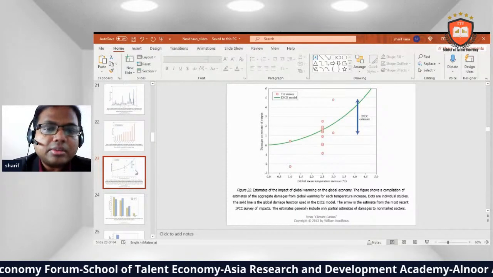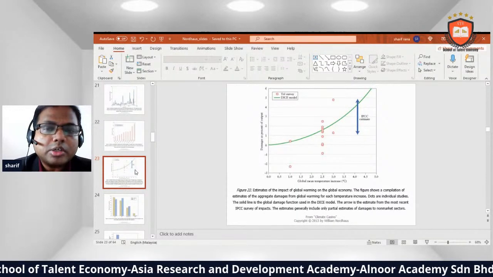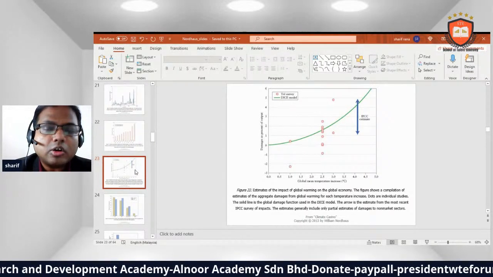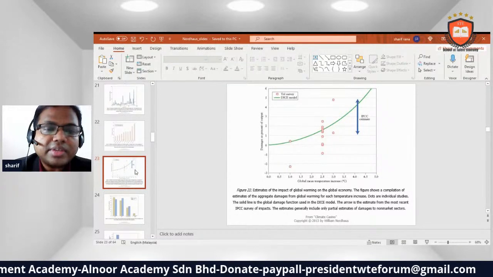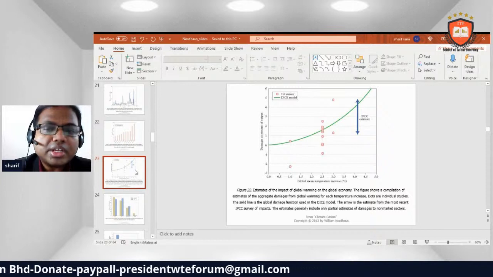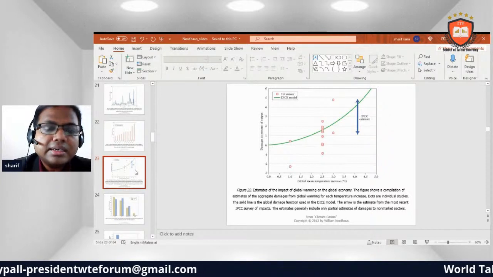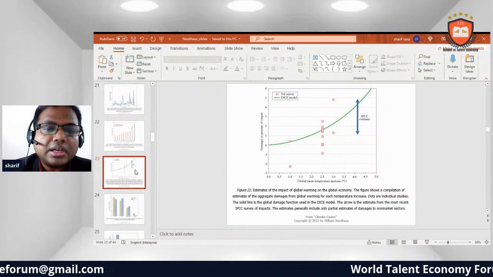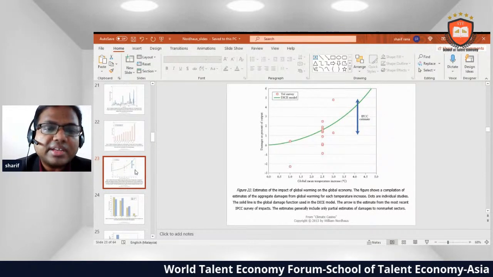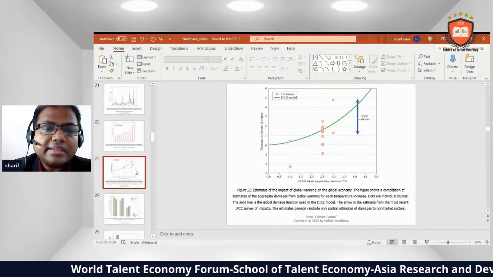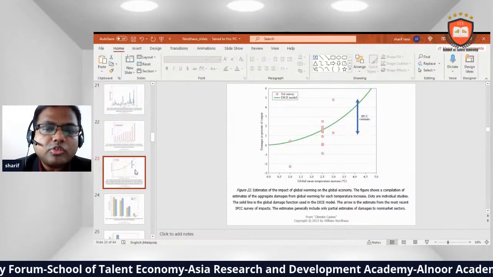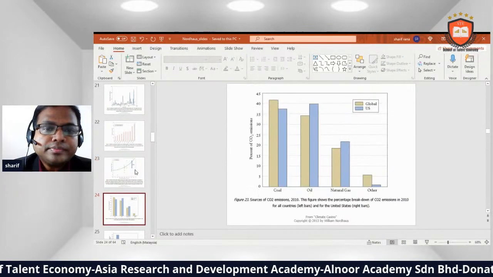Here is the estimate of the impact of global warming on the global economy. The figure shows a compilation of estimates of the aggregate damage from global warming for each temperature increase. Dots are individual studies. The solid line is the global damage function used in the DICE model. The arrow is the estimate from the most recent IPCC survey of the impact. The estimates generally include only partial estimates of the damage to non-market sectors.